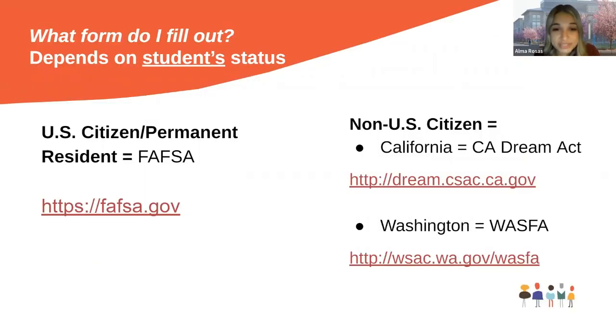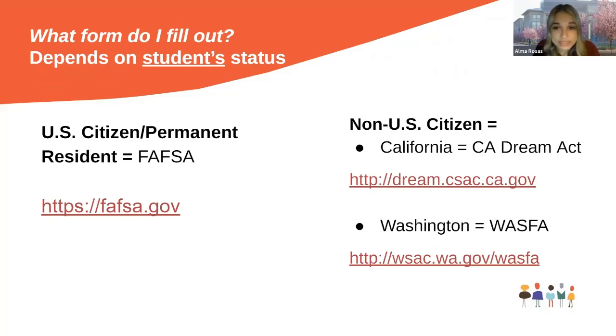So the way students receive money for college is to fill out a financial aid application. That is the FAFSA, the California Dream Act, or the WASFA. So what form do I fill out? Which one belongs to me?